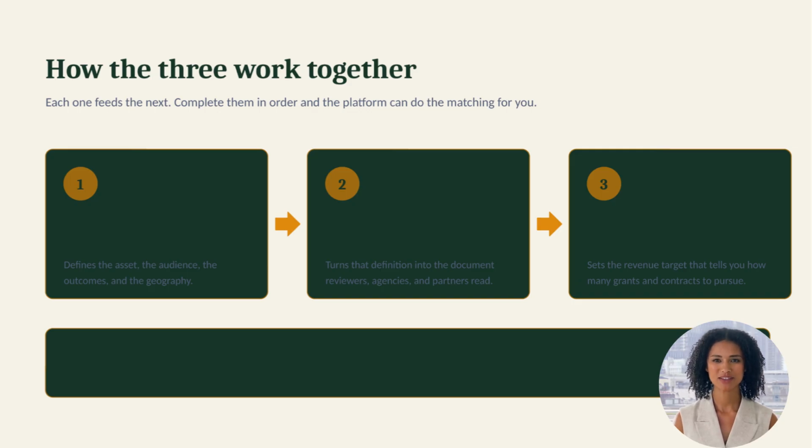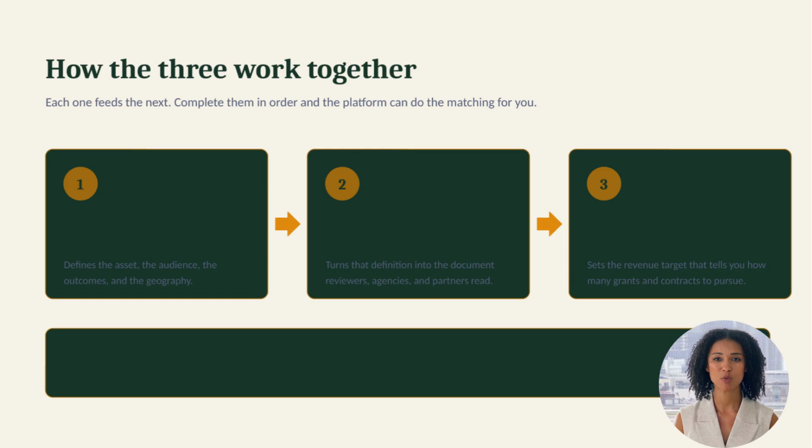Here's how it all connects. Your priority passion project defines the asset, the audience, and the outcomes. Your fact sheet turns that into the document reviewers and agencies actually read. And your freedom number sets the revenue target that tells you how many grants and contracts to pursue. Start with the PPP. Everything else in E3p3 is scored, generated, or calculated from it.